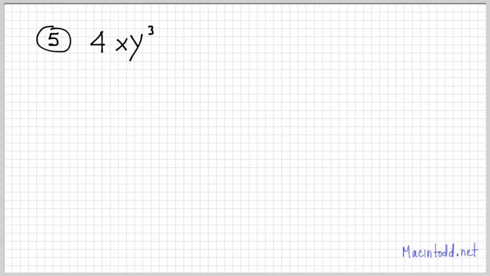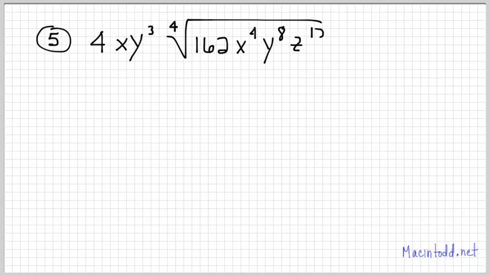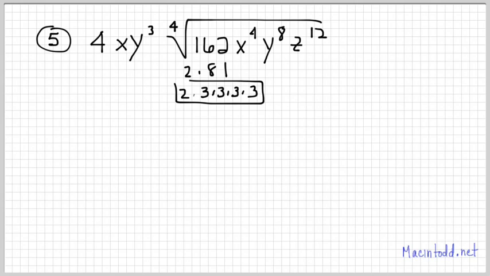4xy cubed, fourth root, 162 x to the 4th, y to the 8th, z to the 12th. I'm going to factor 162: it is 2 times 81. That's 2 times 9 times 9, and each 9 has a pair of 3's in it. So there's the factorization of 162.